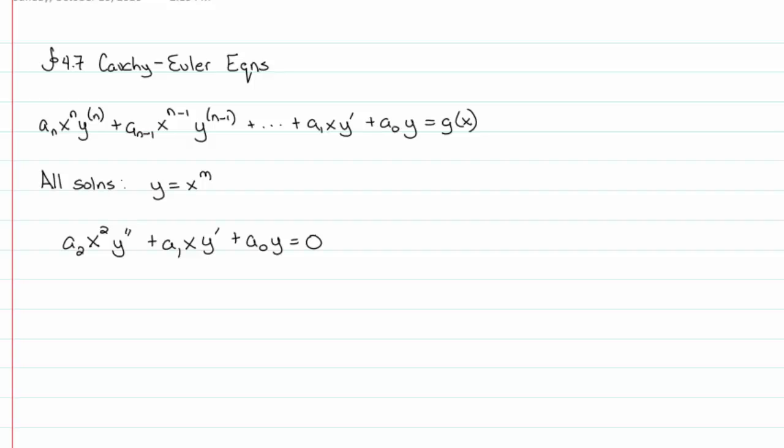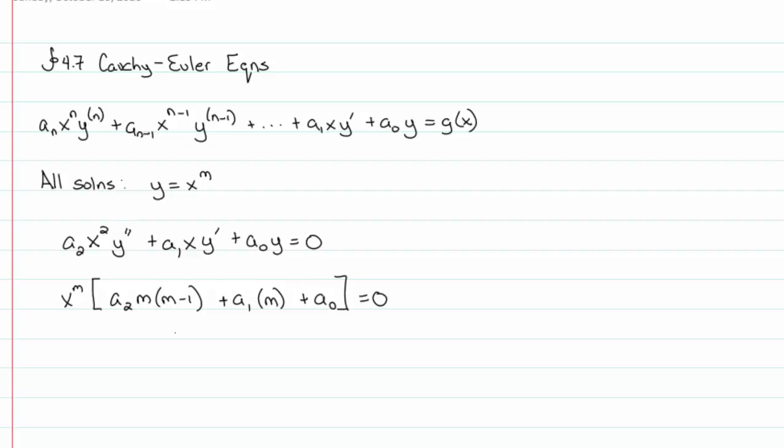And we made the guess that y equals x to the m is the solution. If that was the case, you can check your notes for this, we got down to the following: if you insert y equals x to the m into y, its derivative into y prime, and its second derivative into y double prime, you got x to the mth power times the quantity a sub 2 times m times m minus 1 plus a sub 1 times m plus a sub 0, is equal to 0.